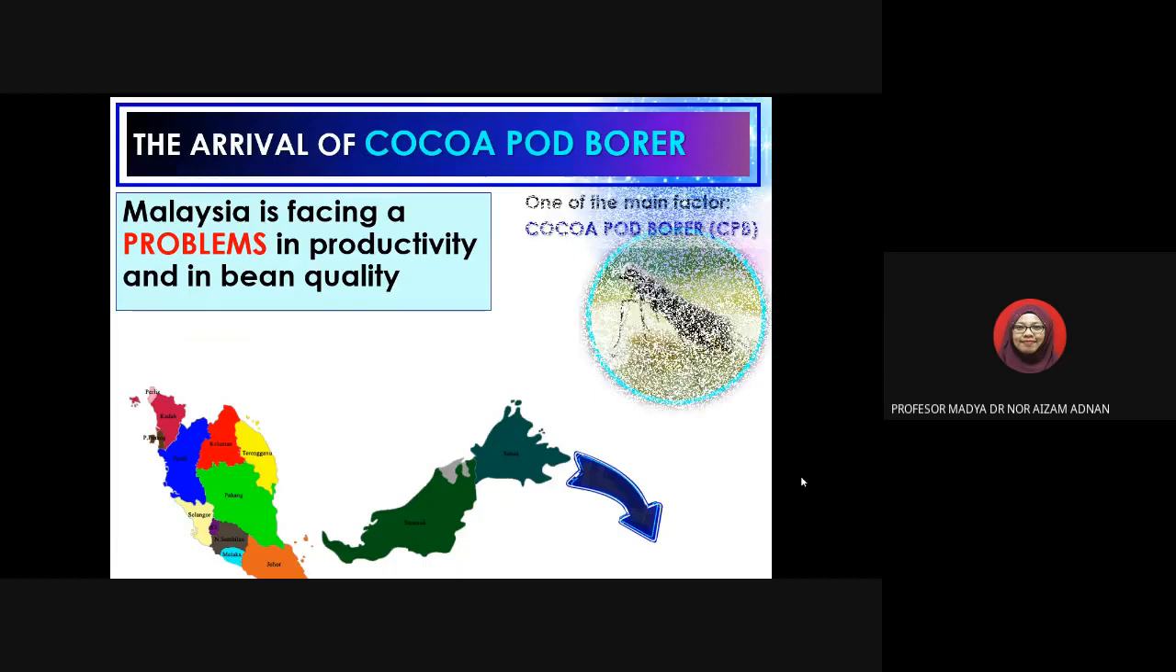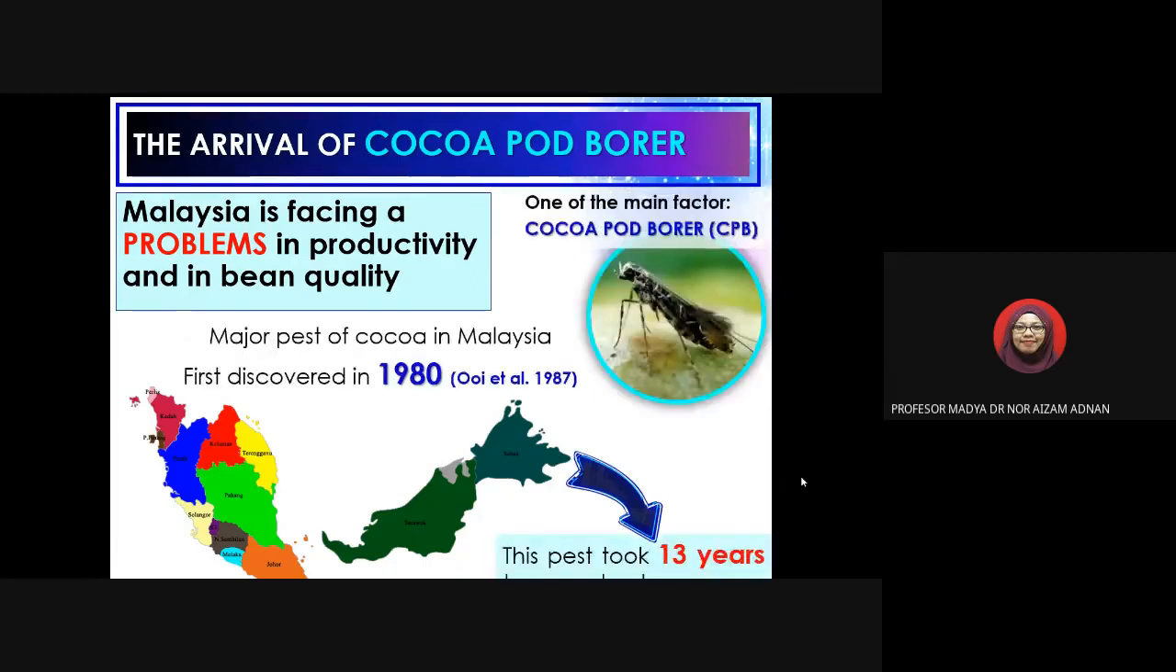Malaysia is facing problems in productivity and in bean quality due to the arrival of the cocoa pod borer. It was first discovered in 1980 and is so far known as a major pest in cocoa in Malaysia. It took about 13 years to spread out.